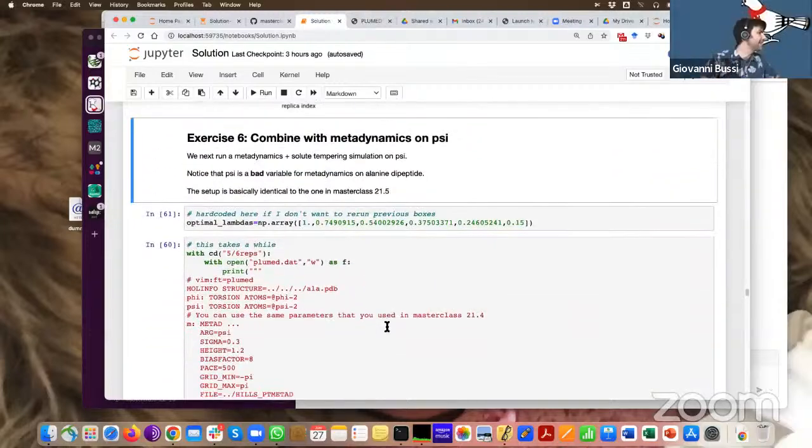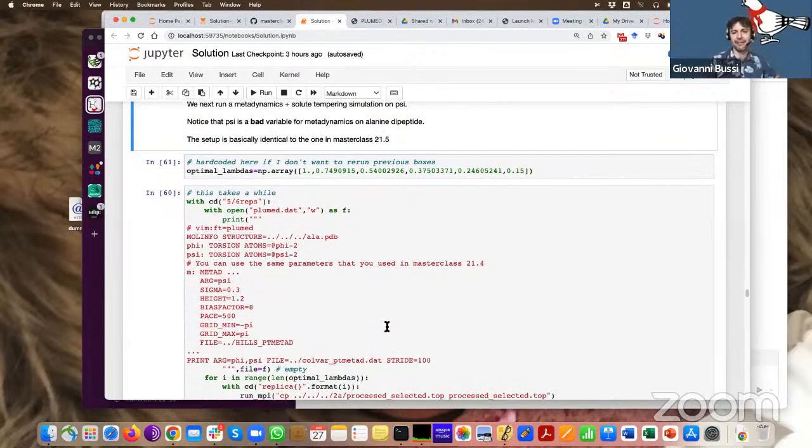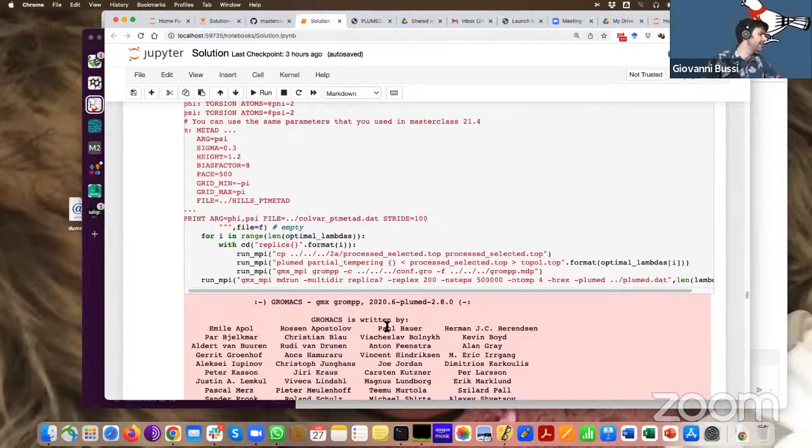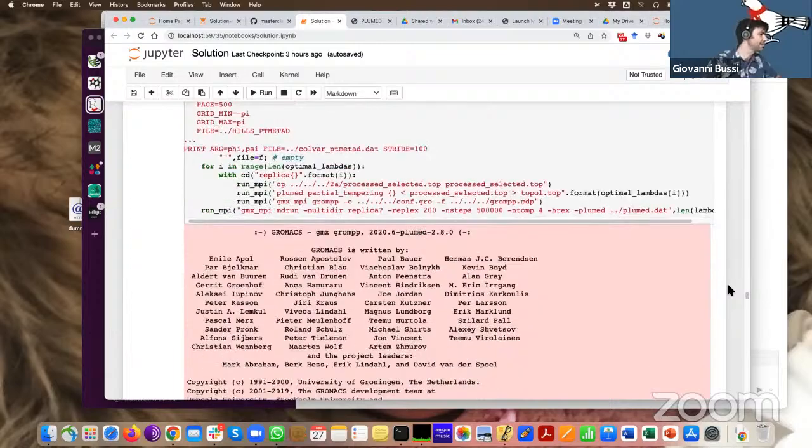Okay, good. Then last exercise, metadynamics on psi. This is a very bad exercise because psi is a very bad variable for alanine dipeptide. And as expected, the results are kind of not very satisfactory. Also, this was running for only 1 nanosecond. And it turns out that, let's go down to the results.